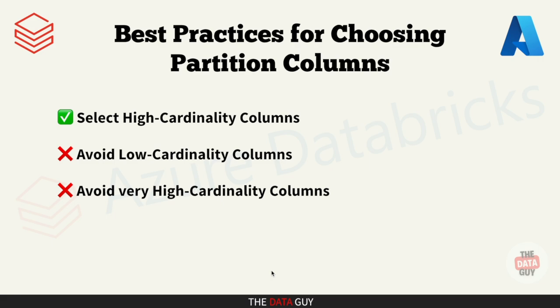You need to avoid low cardinality columns. For example, gender, status. This creates uneven partitions, leading to data skew and poor performance. And you need to avoid very high cardinality columns. For example, unique user ID. This can lead to too many small partitions, increasing overhead and slowing down queries.